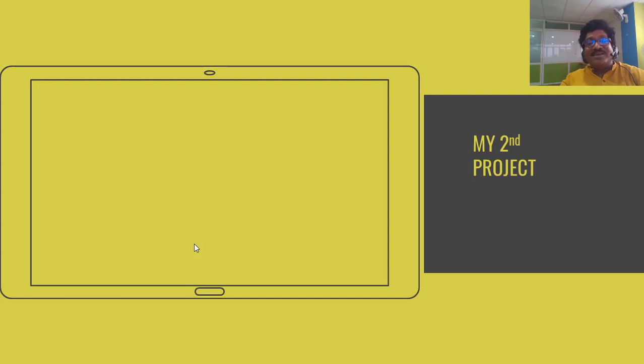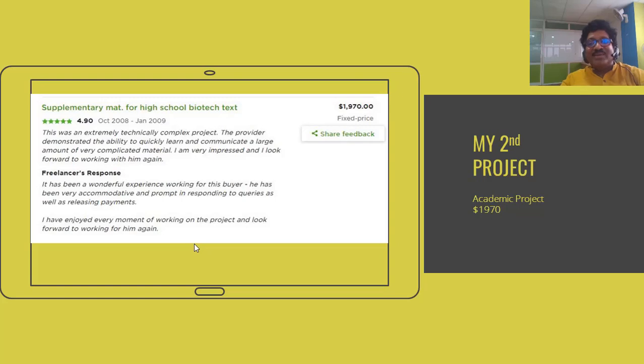You know what? This guy also agreed. He found my proposal impressive. He awarded the project to me. So my second project was worth $1,970. You might ask me, how did you arrive at this value? Some random number, right? I was born in the year 1970. So I said, let me quote that year as the amount I want. $1,970. This client also agreed, gave me the project, and I completed and submitted work.